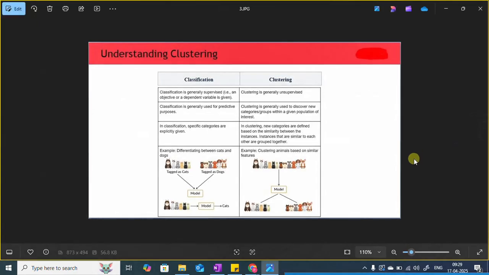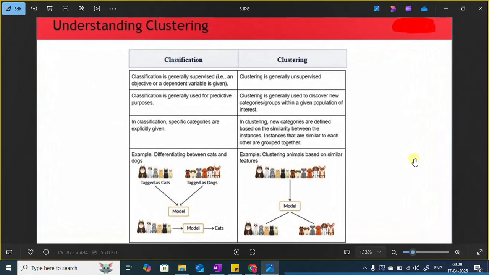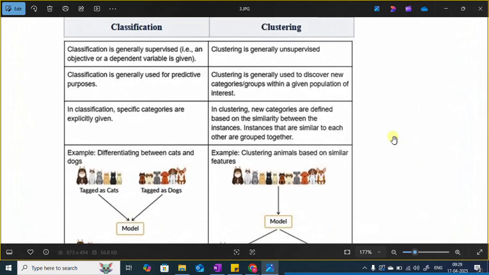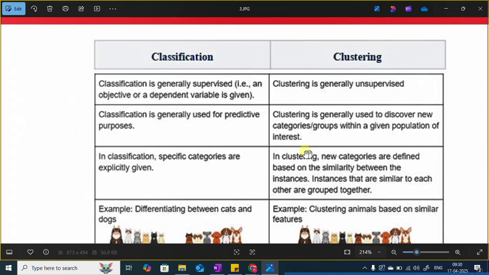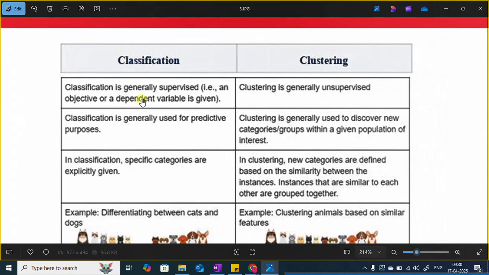Now, moving next. Understanding the clustering. Same things, guys, whatever I cover is written here. Classification generally belongs to supervised learning, that is, an object or a dependent variable is given. But clustering is generally unsupervised.